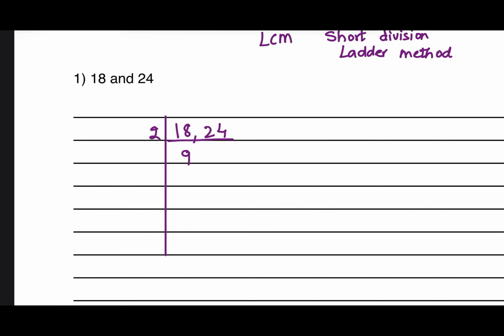2 into 9 is 18. 2 12s is 24. So what am I doing here? 18. Is it divisible by 2? Yes. So 2 9s is 18, 24. 2 12s is 24. Next step. 9. Is 9 divisible by 2? No, but 12 is. So what am I going to do?